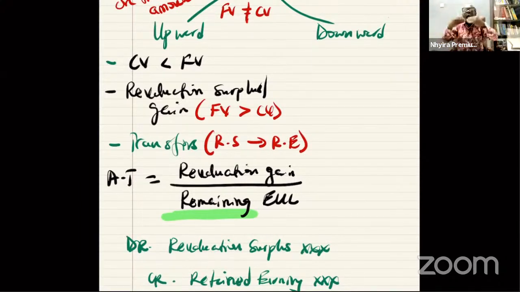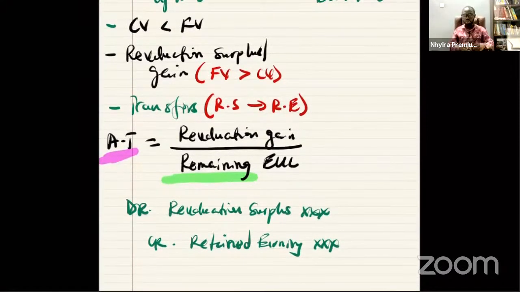How do you know how much to transfer from the revaluation surplus to the retained earnings? That is where we say the annual transfer equals the revaluation surplus or the revaluation gain divided by the remaining useful life of the asset. And the double entry is you debit the revaluation surplus to reduce it, meaning you subtract it from the revaluation surplus. Usually this will be done in the statement of changes in equity. Then you add it back to the retained earnings. The same figure is added back to retained earnings.